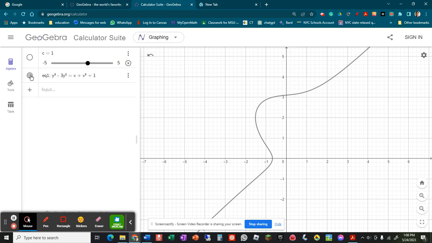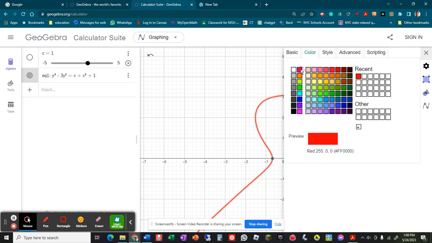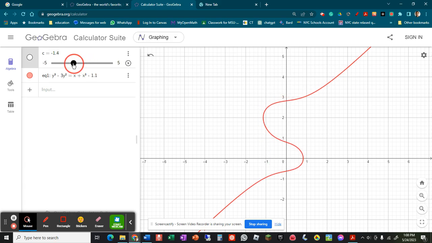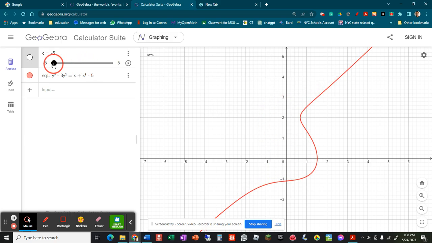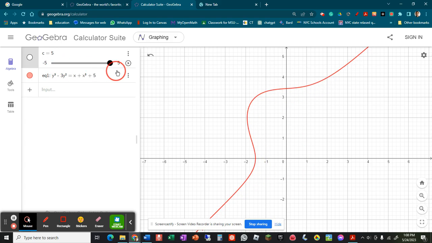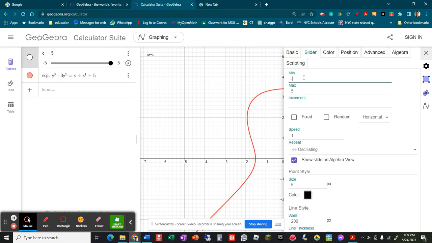Let me actually change the color. You can go to the settings and change the color. So let's do red. And that's a solution of this differential equation, but of course it does not satisfy the initial condition, right? So if I move my c, for each value of c, I get a solution. A beautiful animation, right? I can actually increase my range of c so I can get a more detailed picture. So let me make my slider from -10 to 10.